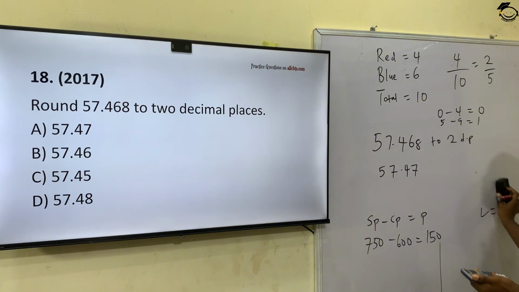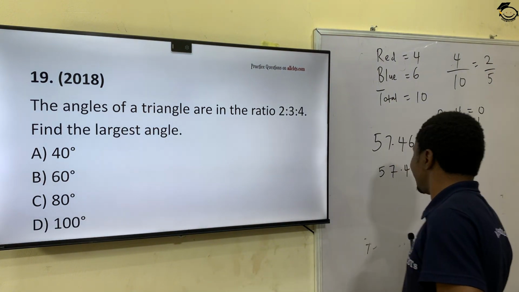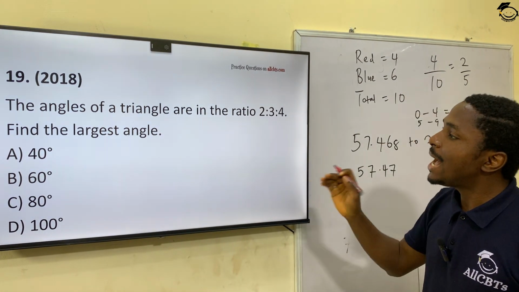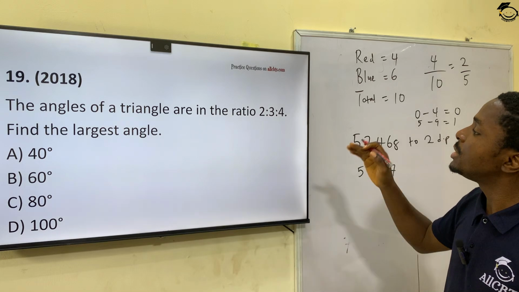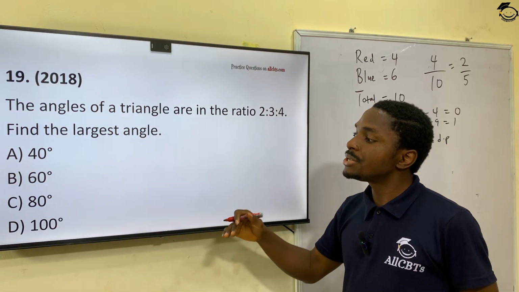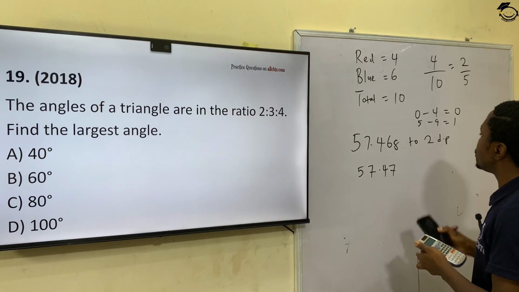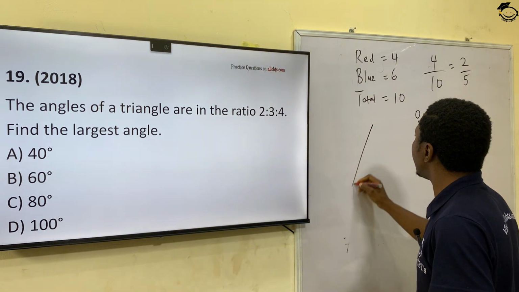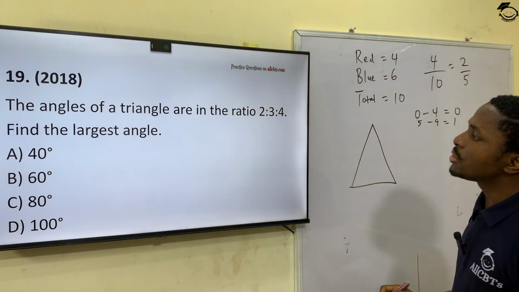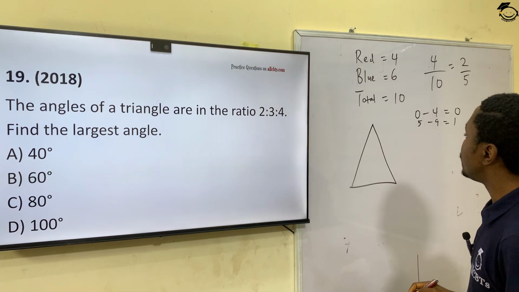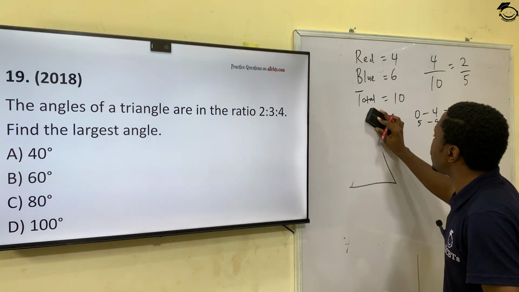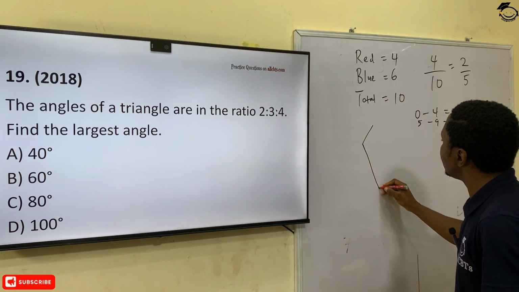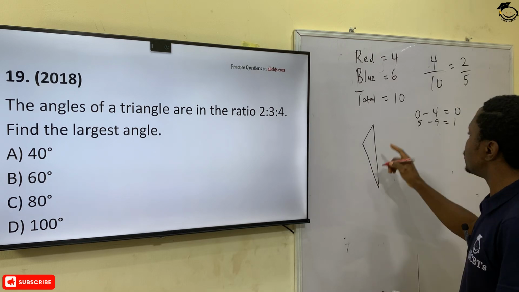Okay, moving forward. Now, question 19. The angles of a triangle are in the ratio 2, 3, 4. Find the largest angle. Okay, so the angles of a triangle. This is a triangle. The angles of a triangle are in the ratio 2, 3, 4. Okay, this is not even a proper angle that explains what we are saying here. So let's say 2, 3, 4. This one better explains it.